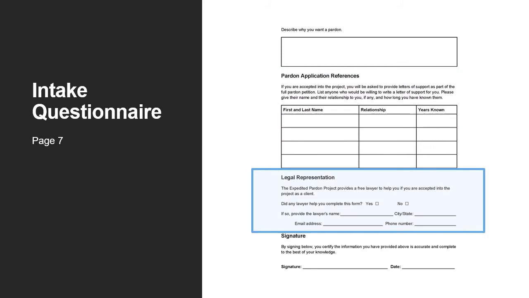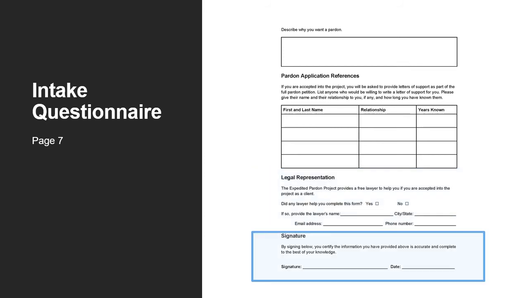The final question asks whether any lawyer helped you complete this form. The Expedited Pardon Project provides free support from a lawyer to help you if you are accepted into the project as a client. If you worked with a lawyer to complete your intake packet, including working with one of the project's service providers, please include their name and contact information. Finally, the form must be signed and dated.